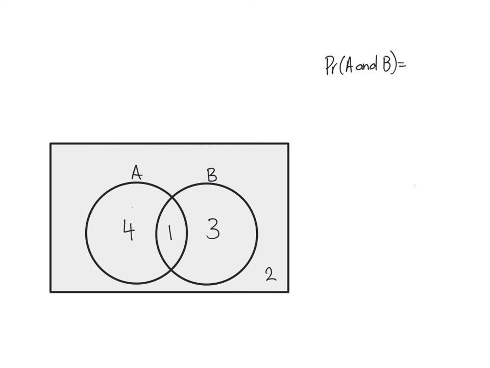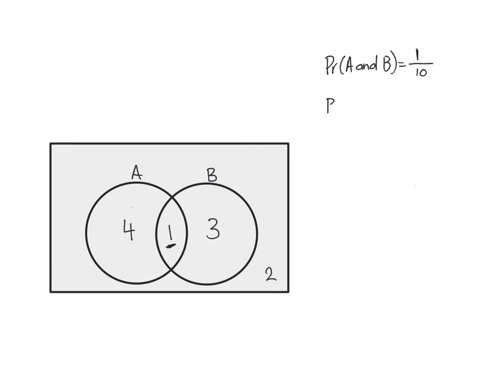This time let's have a look at the probability that event A and event B both happen at the same time. So they both must happen at the same time. In total we have 10 outcomes, but there's only one outcome that is both A and B at the same time. So it's 1 out of 10.